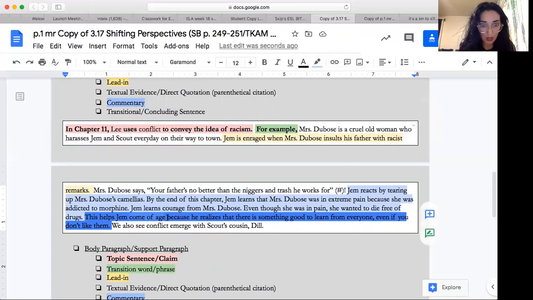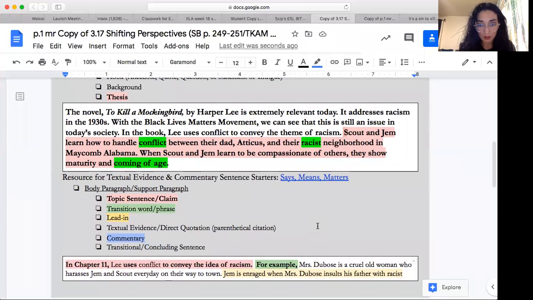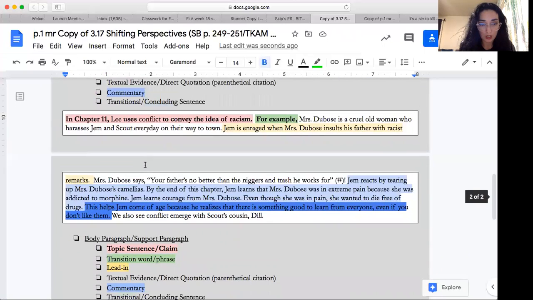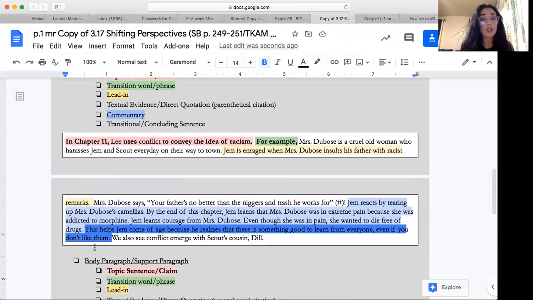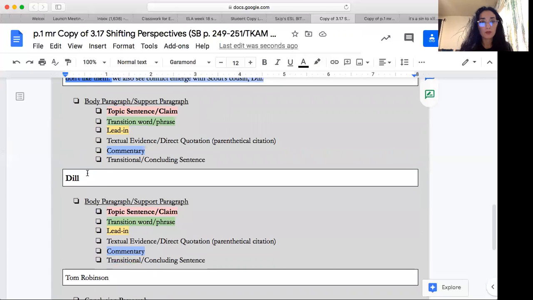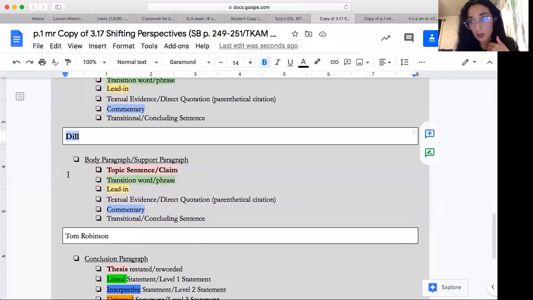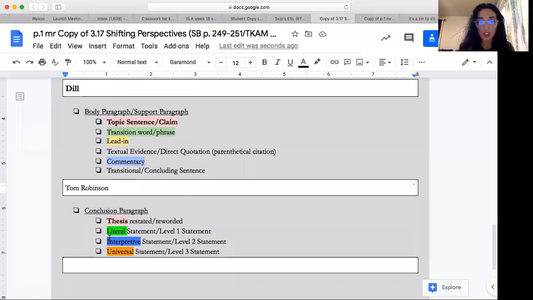So here I have coming of age, and then up here, coming of age in my thesis. But it's good to give your reader just a little taste of what's going to happen in the next paragraph. And so that is how you do a body paragraph. And then you're going to do the same thing in body paragraph 2. But now it's going to be about Dill, and you're going to choose a quote about Dill. But for me, in my example, you're going to use your own example. And then here, maybe I'll do one about Tom Robinson. And it's going to have a quote from that chapter where they try to kill Tom Robinson.